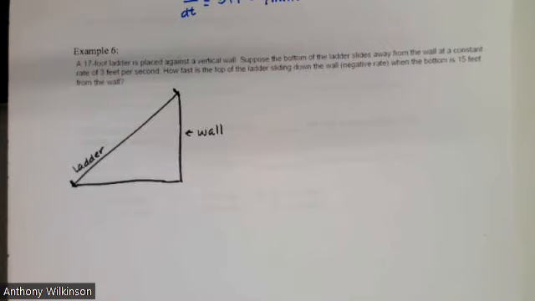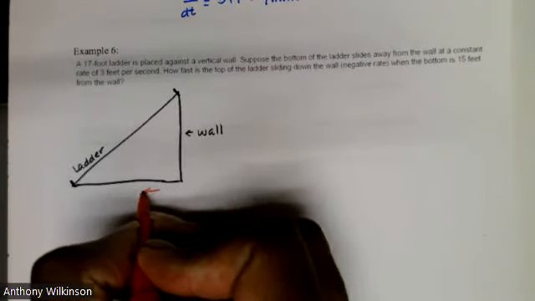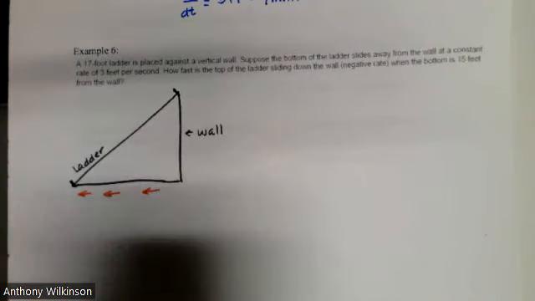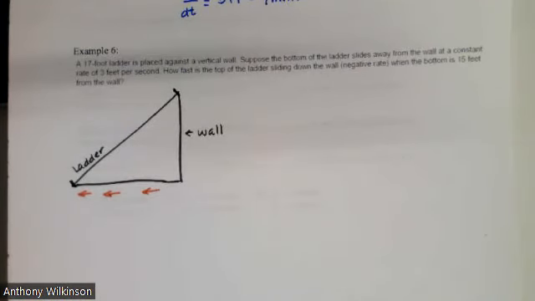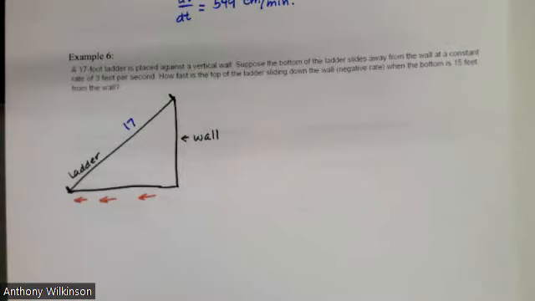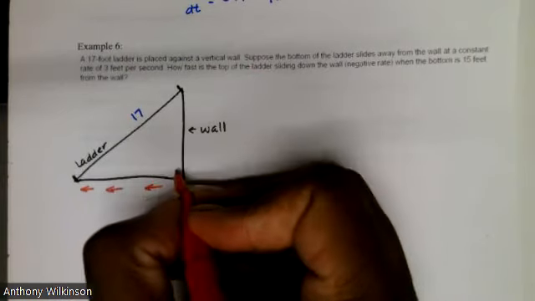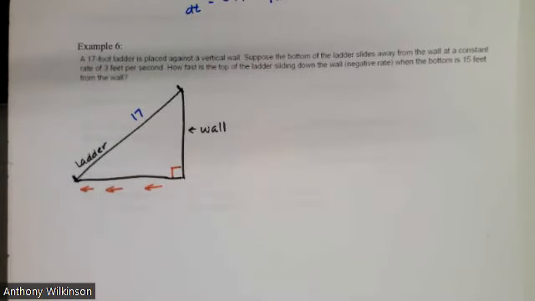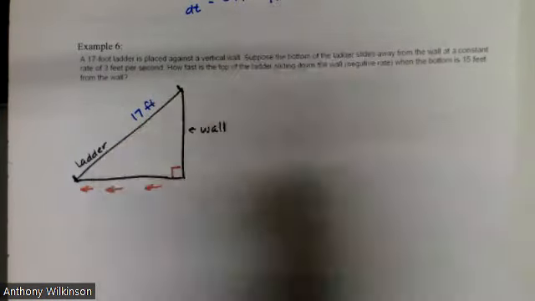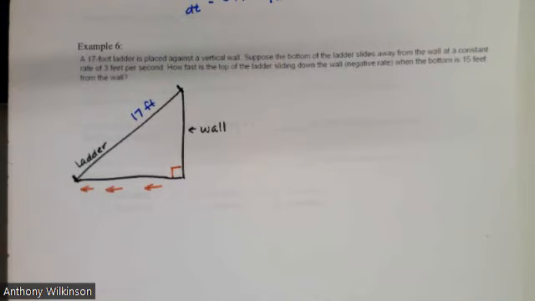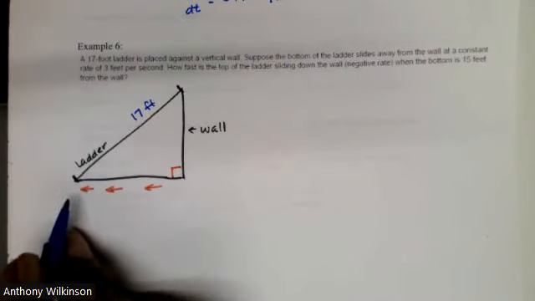So here is going in this direction, sliding away at 3 feet per second. And by the way, we can just label the ladder, that's going to be 17. And if you look at this, this is in the form of a right triangle. I'm going to draw a little bitty box here to indicate that this is a right triangle. And of course, the ladder is 17 feet, as you can see. Now, this is going at a rate of 3 feet per second.